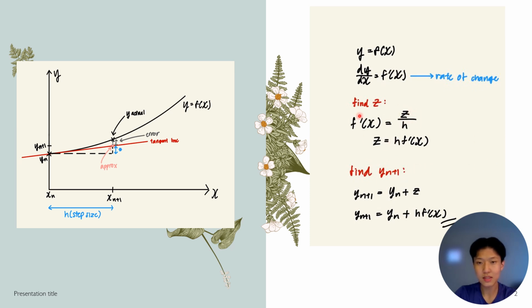Then, if you multiply this whole equation by h, you will get z equals h times f'(x). Then, in order to find yn+1, the approximate, you can use yn plus z over here to get the approximate over here. Then, you can sub the equation from here into here. Then you get yn+1 equals yn plus h times f'(x).